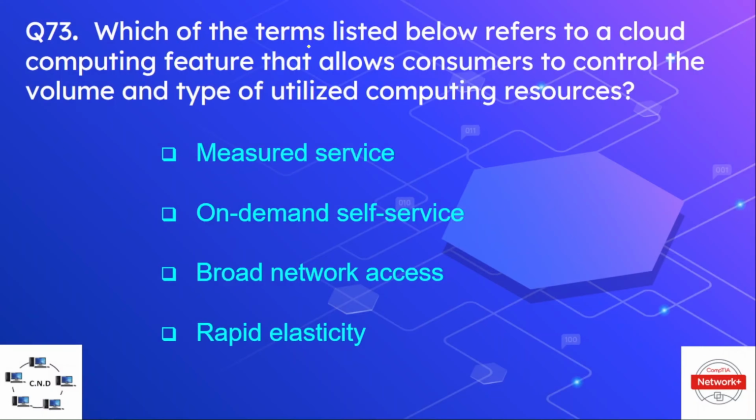Question number 73 is that which of the terms listed below refers to a cloud computing feature that allows consumers to control volume and type of utilized computing resources? And the options are mirrored service, on-demand self-service, broad network access, or rapid elasticity. And the correct option is on-demand self-service. So, as the name indicates that it is on demand where the consumer can consume or access the resources as per their demands and need.